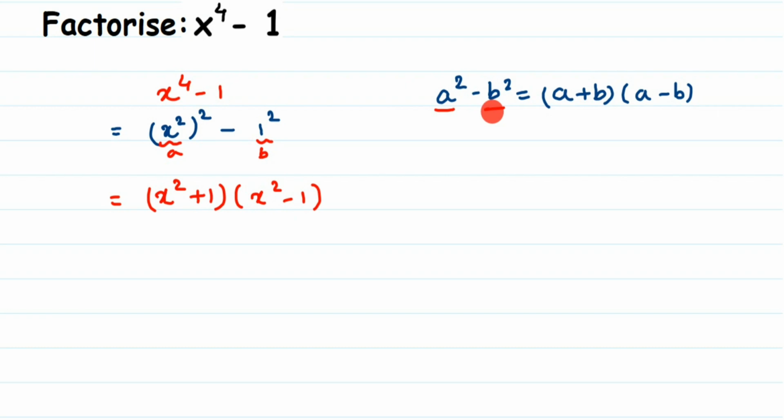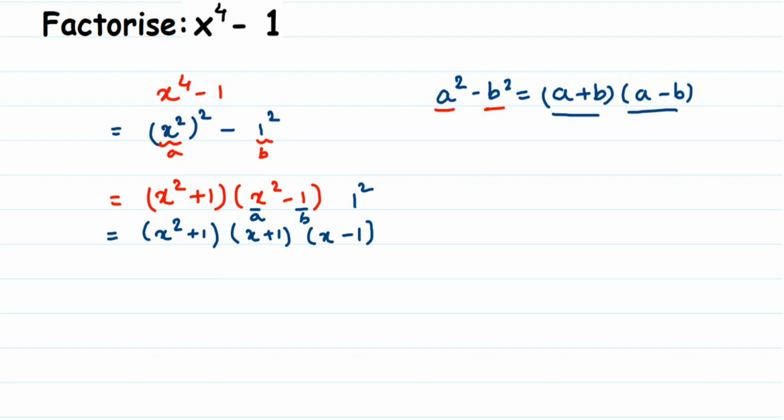So this will be equal to x square plus 1. It's the same thing. In place of a we're going to have x, in place of b it's going to be 1, because 1 can be written as 1 square, right? So I'm going to expand this once again. So it will be like a plus b into a minus b. So a is x here, so x plus 1 into x minus 1. So this is the answer. I hope it's clear.